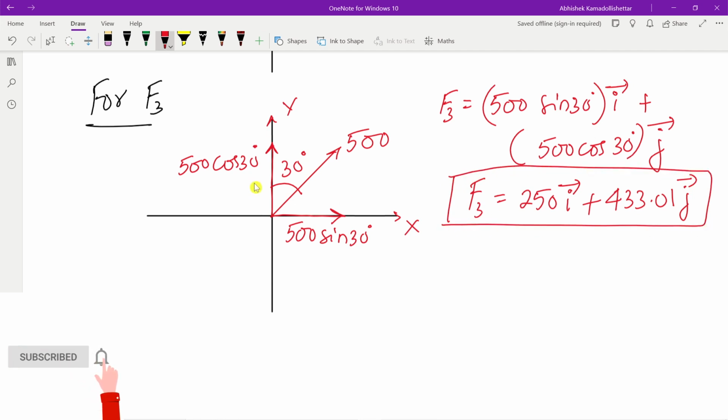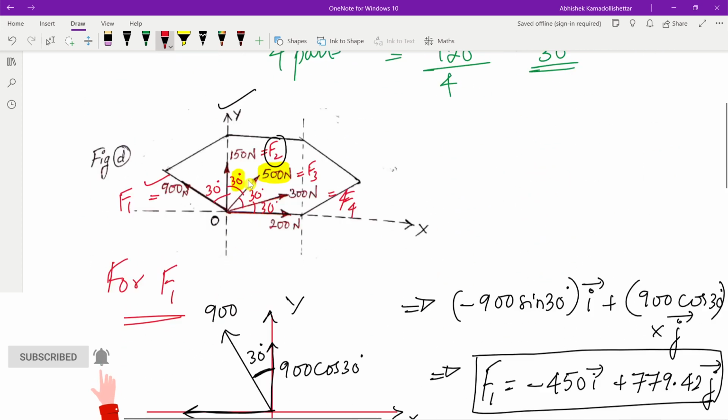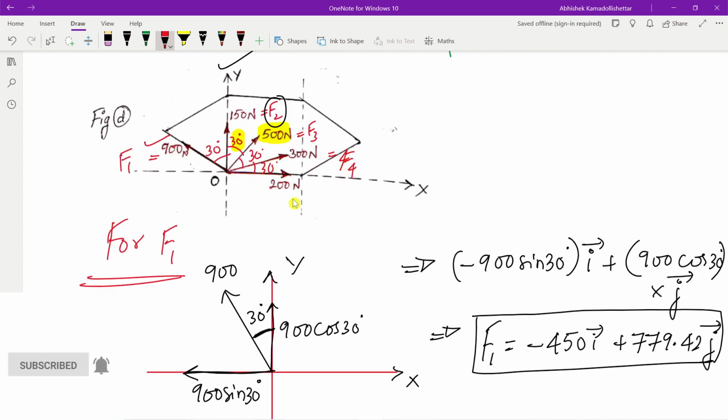Now we'll go for force F4. The force F4 is having an angle of 30 degrees with the horizontal. So let's start.